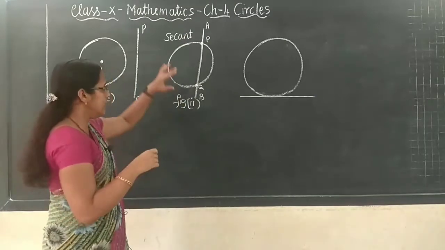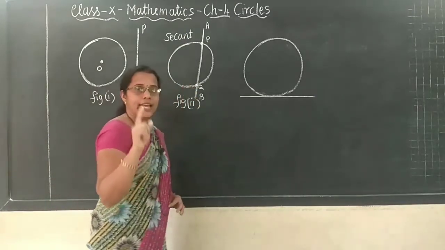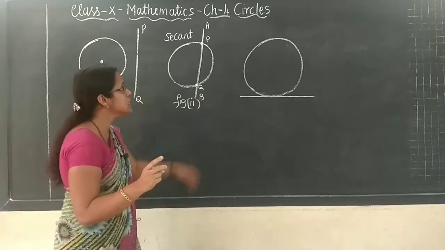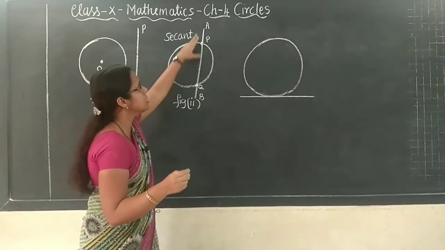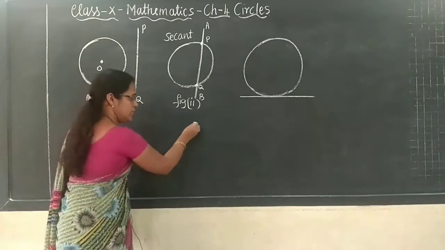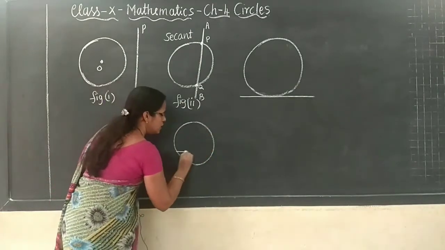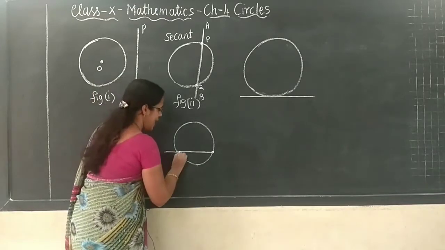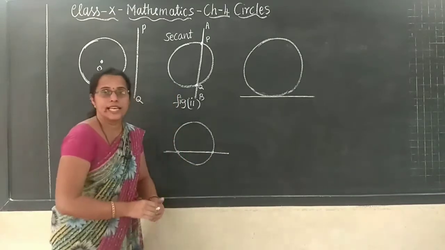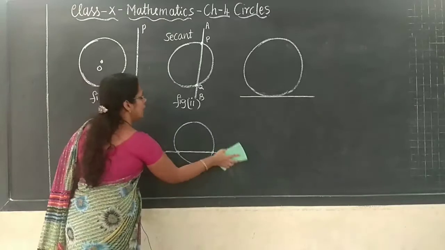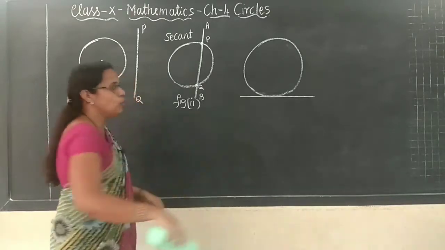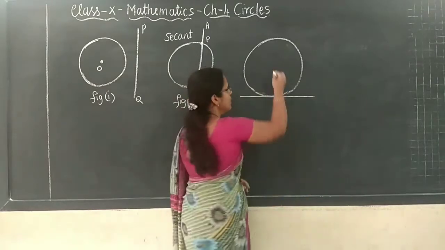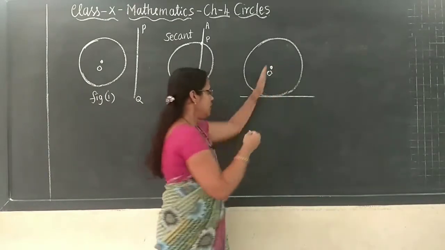So the line which intersects the circle at 2 points is called a secant. Okay, children. So this is called a chord, just cut at these 2 points. If I extend this line, this is called a secant. So a line that intersects the circle at 2 points is called a secant.